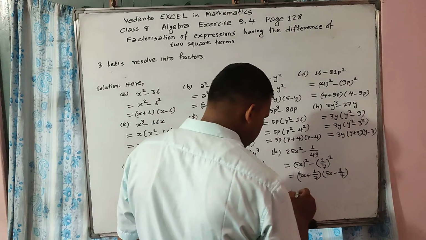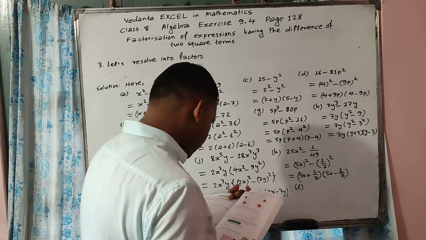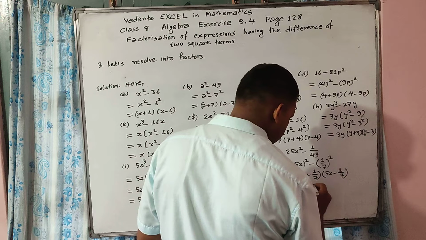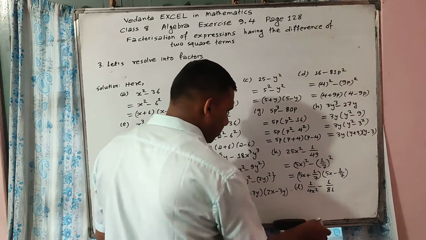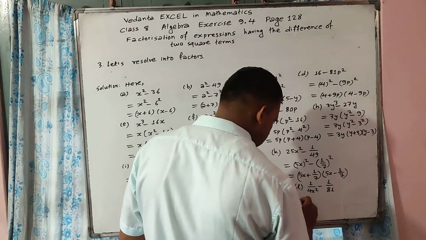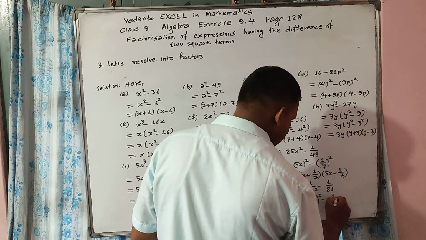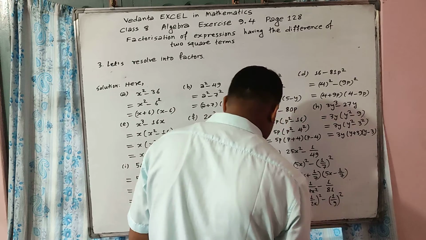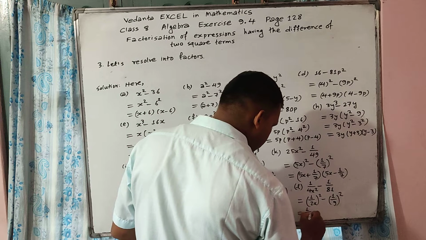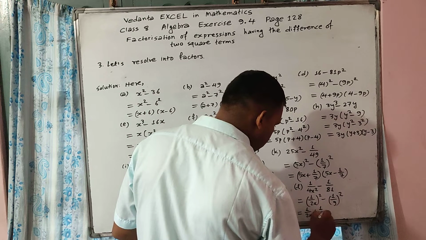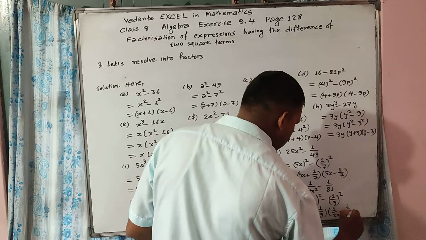Now, we have 1 by 4x square minus 1 by 81, which is equal to (1 by 2x) whole square minus (1 by 9) whole square. Now this is equal to (1 by 2x plus 1 by 9) into (1 by 2x minus 1 by 9).